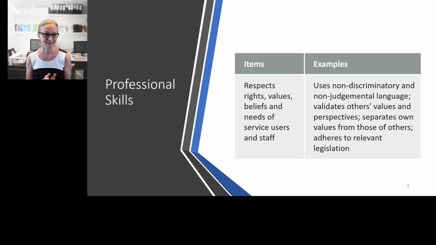The first one is respecting the rights, values, beliefs and needs of service users and staff. So this is, when you're out in the special school setting, we want you to respect every child and every staff member and demonstrate that through your behaviours. So things that you can do are using non-discriminatory and non-judgmental language. We will talk more about language as we go. Validating other people's values and perspectives. Separating your values and perspectives from others. So understanding that it's okay to have a different set of values. And adhering to relevant legislation.